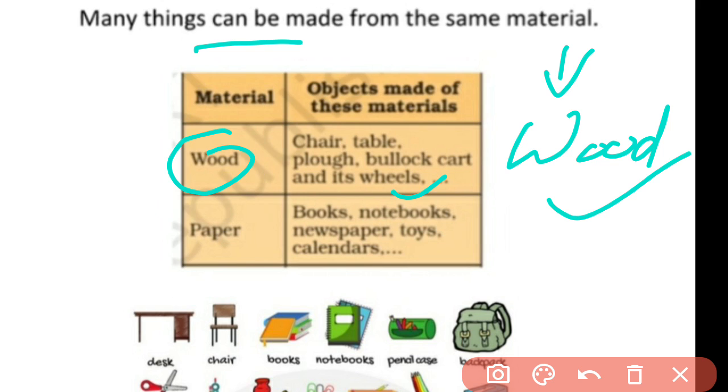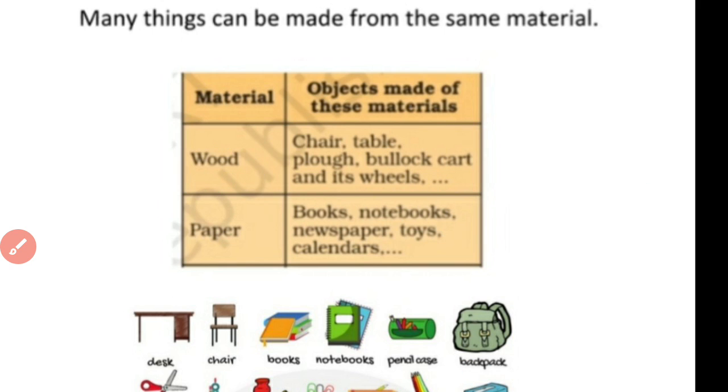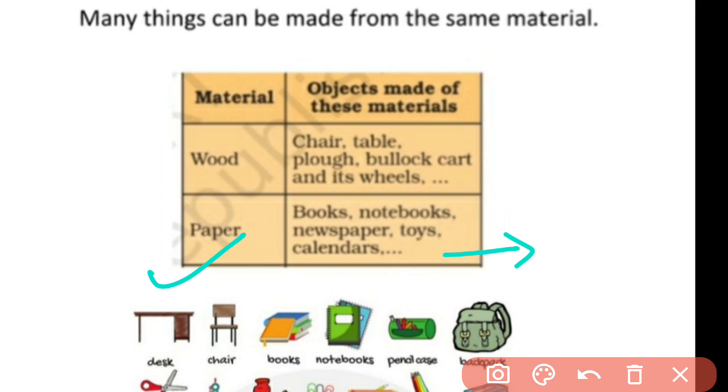So, out of one material only, I could find a lot of things around me which are made up of it. In the same way, I have taken, for example, paper. Out of paper, a lot of things you can see around you. For example, the books, notebooks, newspaper, toys, calendars, and many more things. So, not only a few things, you are getting a lot of things made up of a single material.